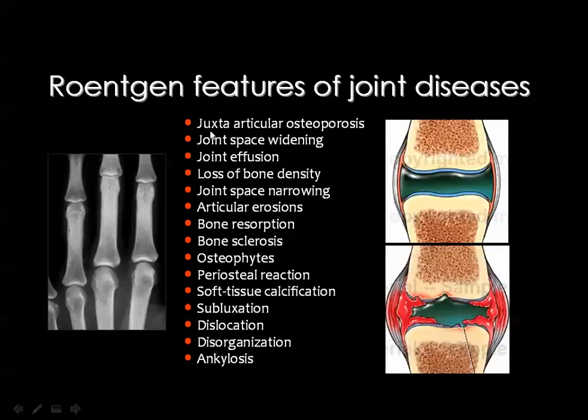These items include number one, juxta-articular osteoporosis, or decreased bone density of the bones near the joint, here in the articulating bones. Then joint space widening, which is usually secondary to synovial hypertrophy and joint effusion. Also, joint effusion is a manifestation of joint disease, loss of bone density, joint space narrowing due to erosion and the destruction of the articular cartilage, articular erosions, bone resorption, bone sclerosis, osteophytes, as in cases of osteoarthritis, periosteal reaction, soft tissue calcification, subluxation, dislocation, disorganization, and finally loss of the joint by ankylosis, which is first by fibrous ankylosis, then follows total bony ankylosis of the joint.